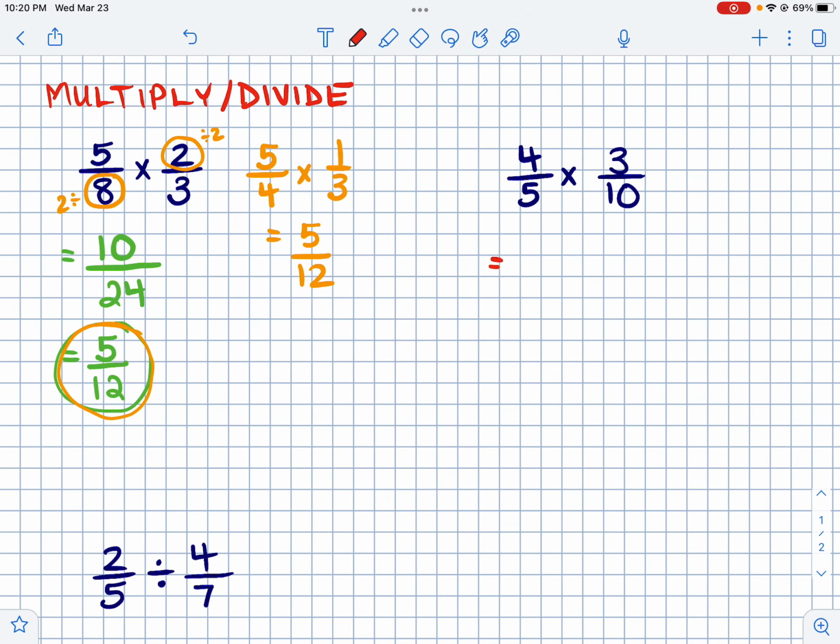Okay, the next one, let's see what happens when we cross reduce. Well, actually, let's do it the other way first. So just multiplying straight across, 4 times 3 is 12, and 5 times 10 is 50. And now I would have to reduce that. I know they're both divisible by 2. Anything else? That might be it. So if I divide the top and bottom by 2, I would get 6 over 25 as my final answer. So that wasn't too bad.